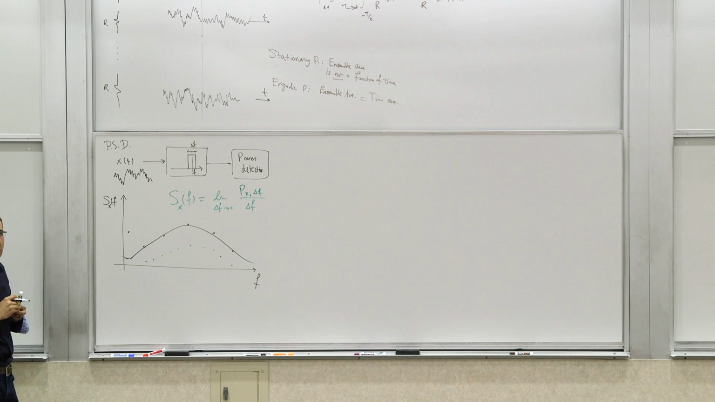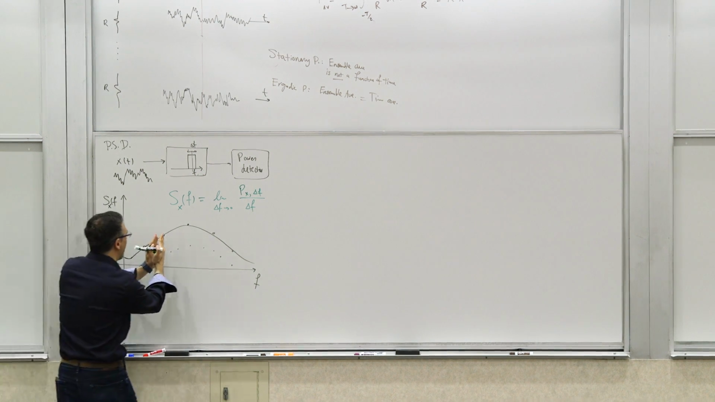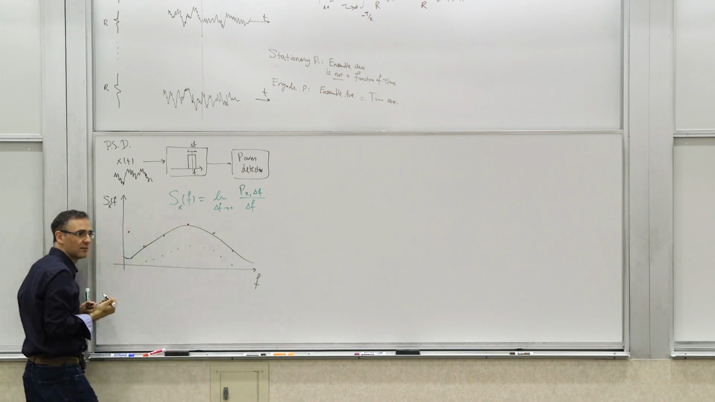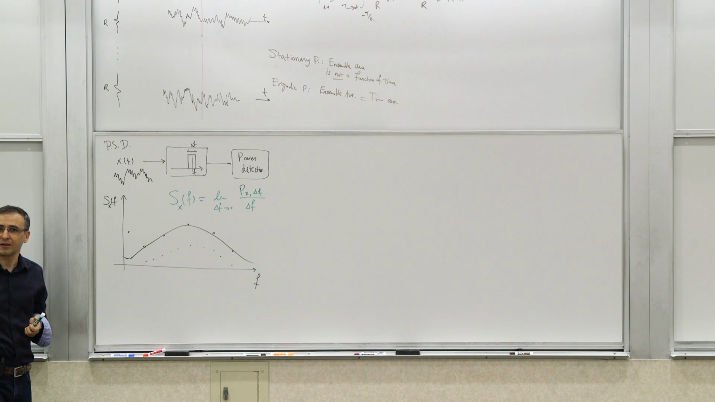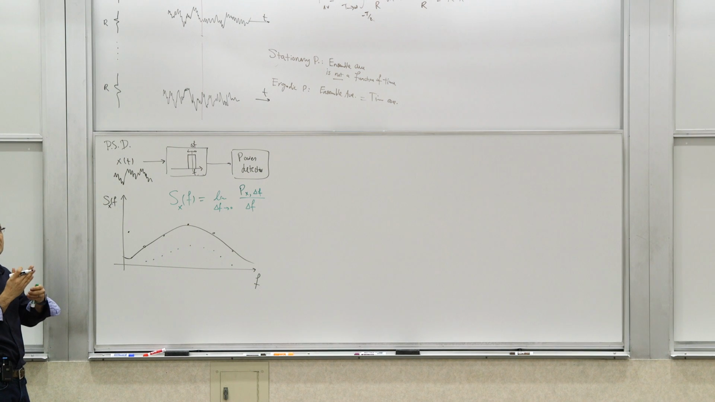versus frequency. And what this shape tells you is how much power or how much energy exists in each one of these, or how much power you get for a narrow bandwidth at each frequency. This gives you a lot more information than just the regular average, right? Because it gives you information about the frequency distribution of this thing.